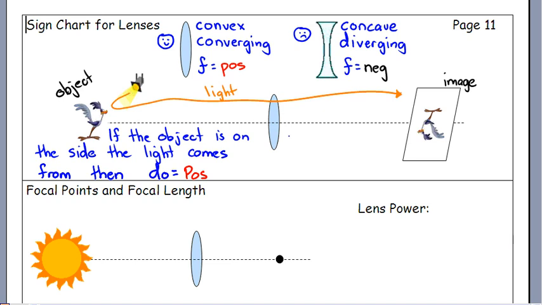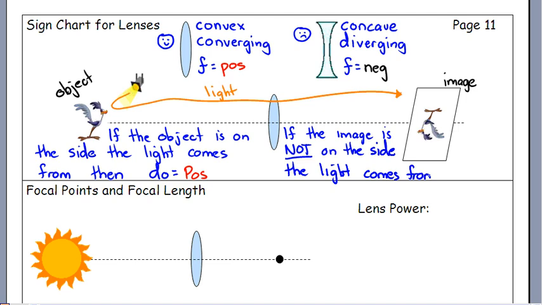This next issue, though, is actually much more common. We're going to talk about the image. If the image is not on the side the light comes from, then the image distance is positive.